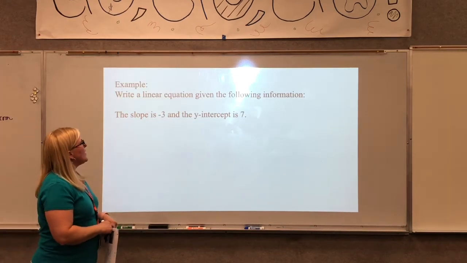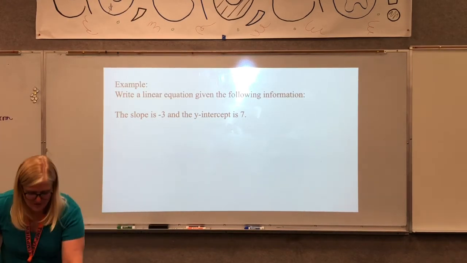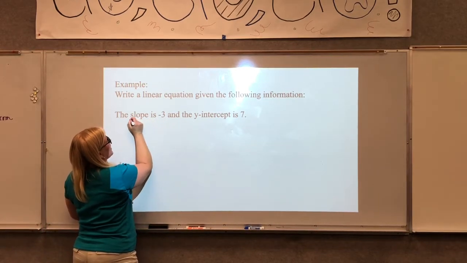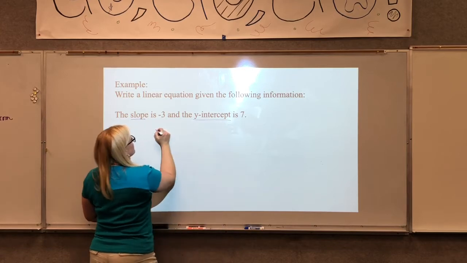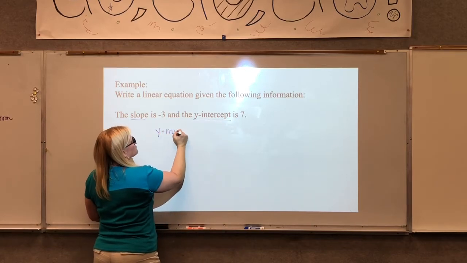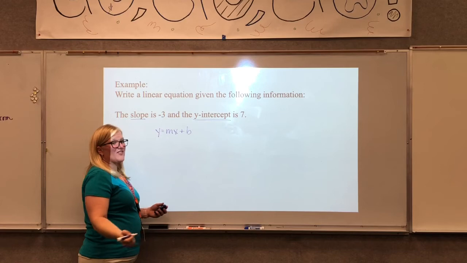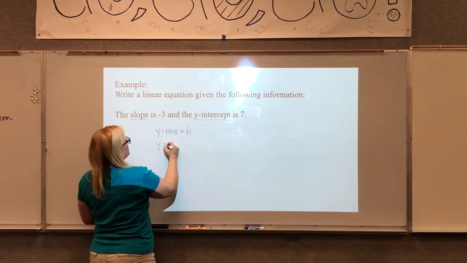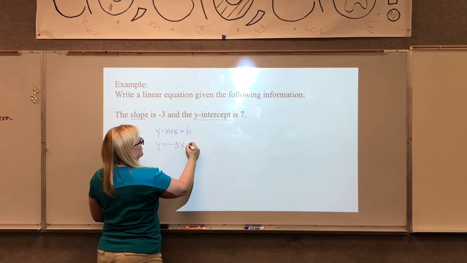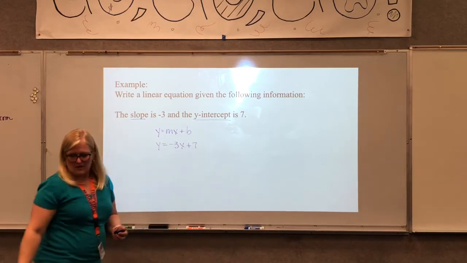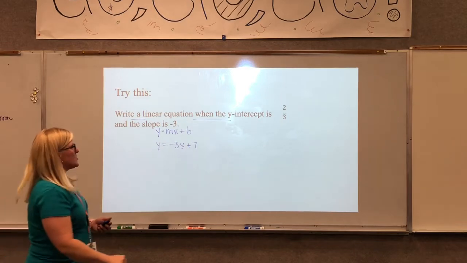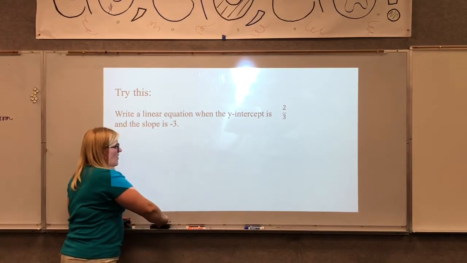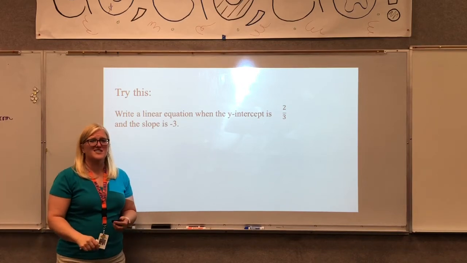Okay, so write a linear equation given the following information. We have the slope and we have the y-intercept. So we're going to use y = mx + b. All we have to do in this situation is just drop it in. So y = -3x + 7. I want you guys to just quickly pause your video and try this. It should take you about 10 seconds.